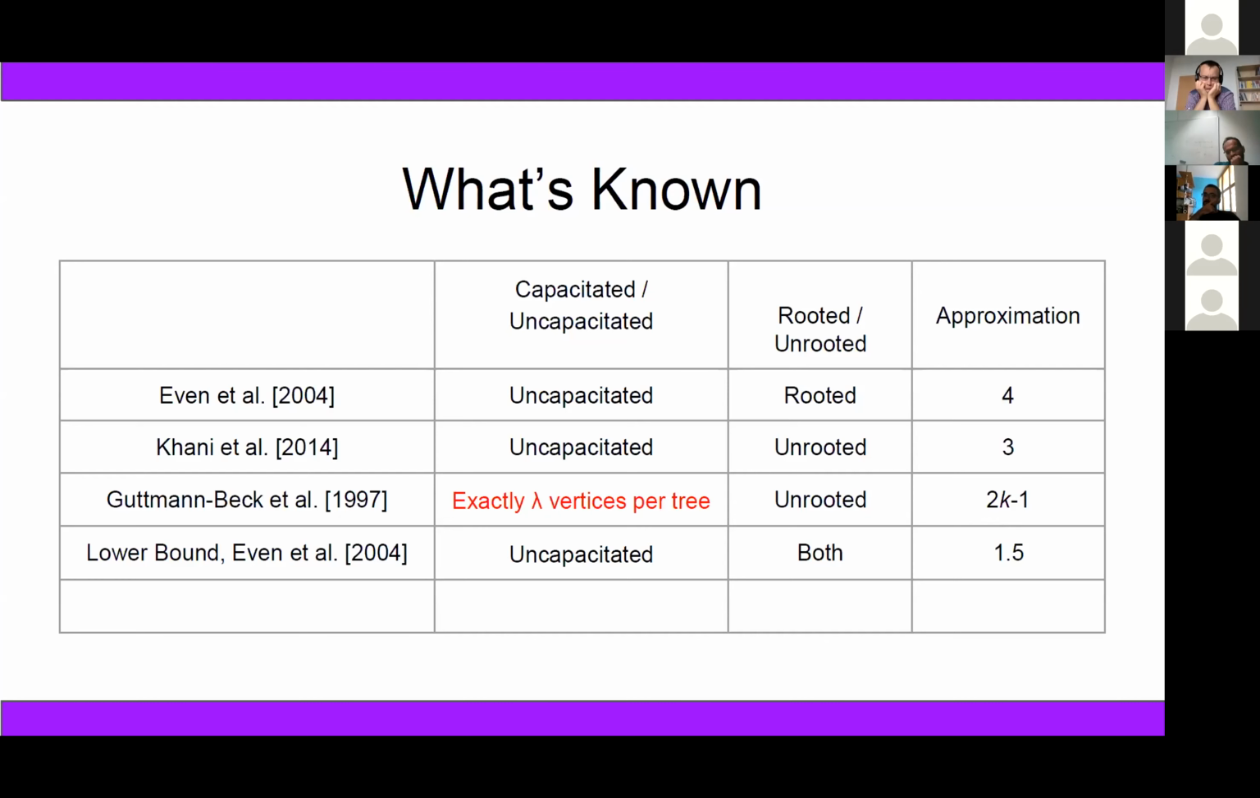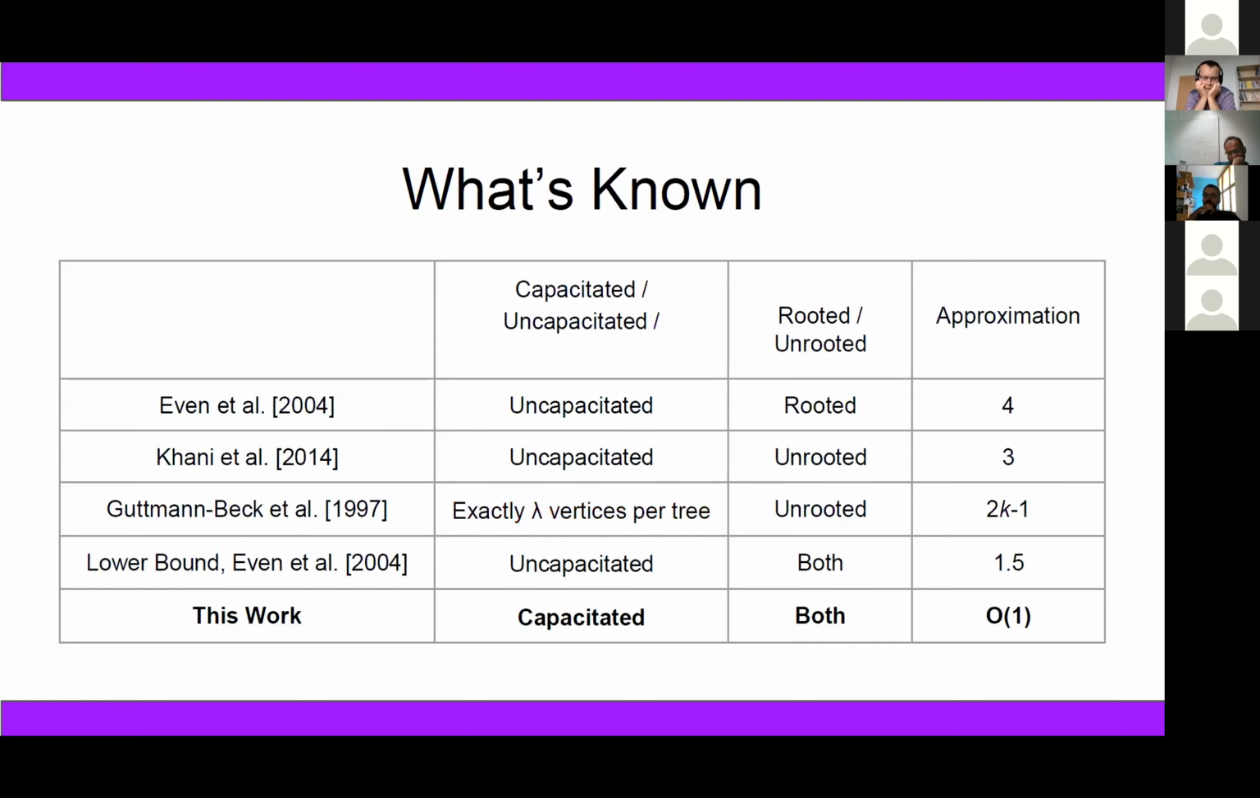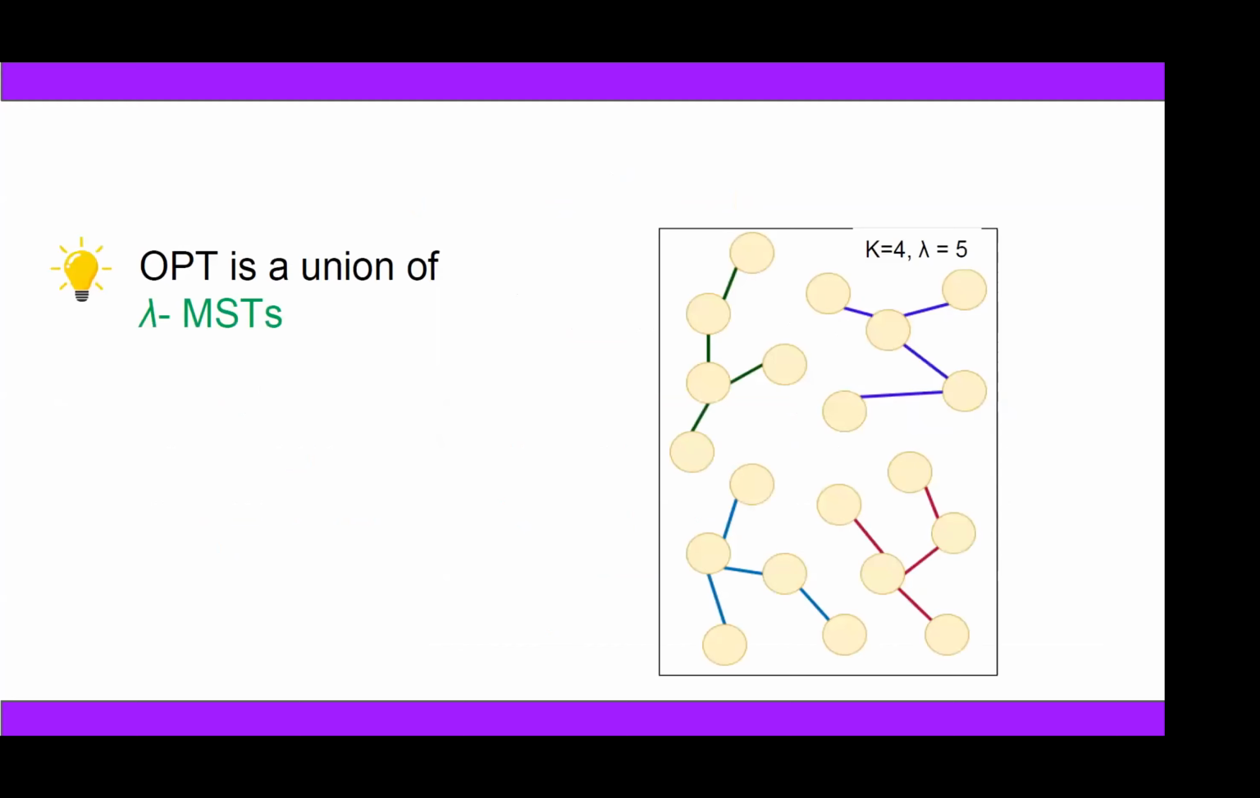So we try to close this huge gap in this work. What we prove is that for the capacitated version, both for unrooted and rooted cases, we can have a constant factor approximation. That's the main result of this work. So let me give a bird's eye view of what the main techniques are.